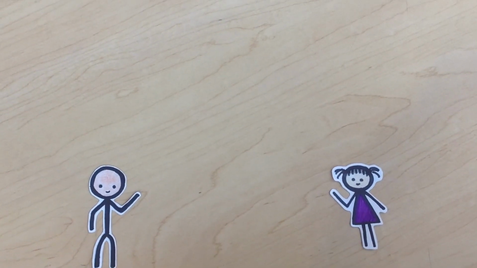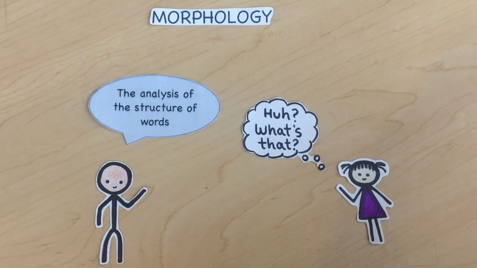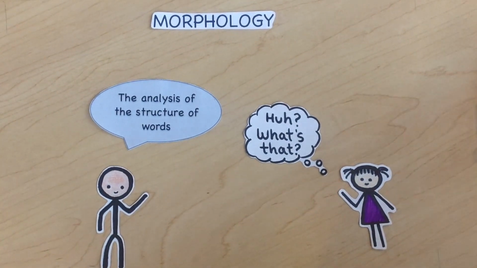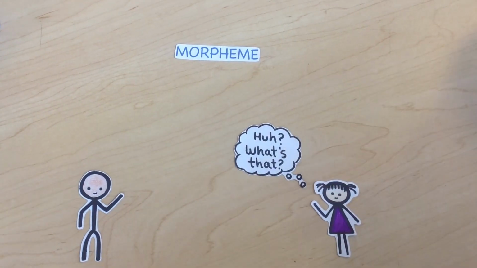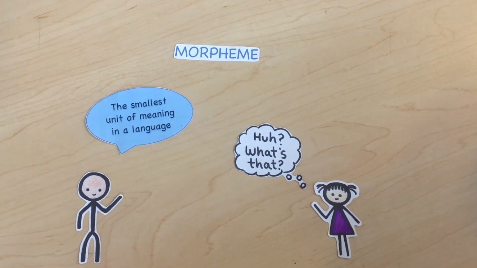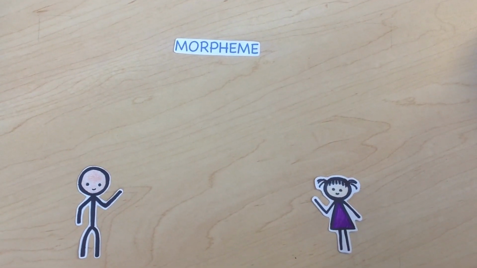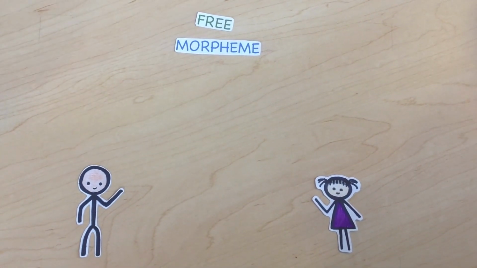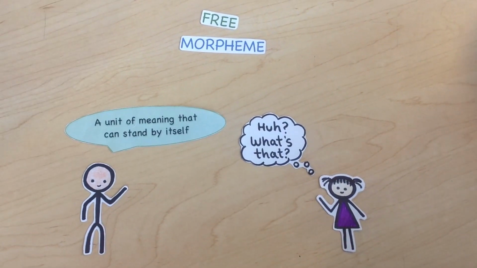What exactly is morphology? As you'll define in the book, morphology is an analysis of the structures of words. To analyze the morphology of words, we need to look at morphemes. As we know, morphemes are the smallest unit of meaning in a language. Morphemes can be further broken down into two main categories. The first category is the free morpheme. A free morpheme is a unit of meaning that can stand by itself.